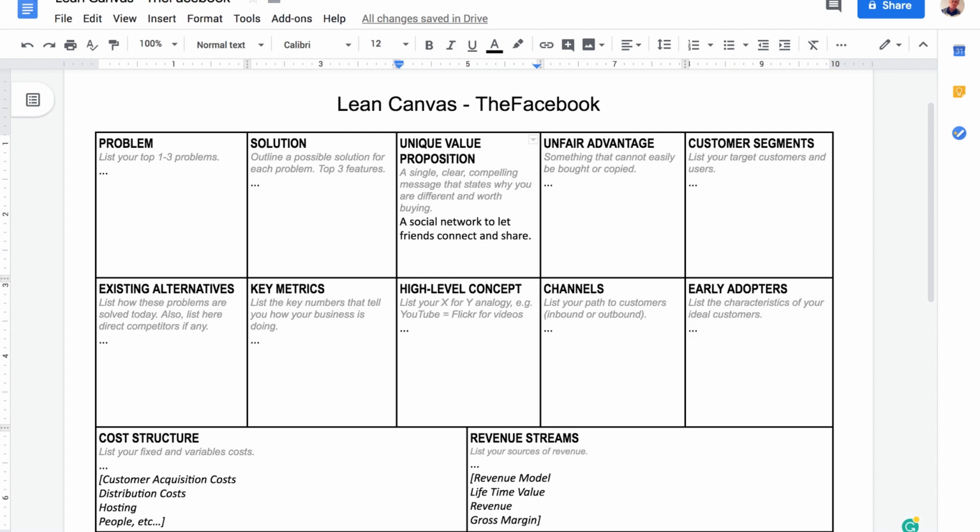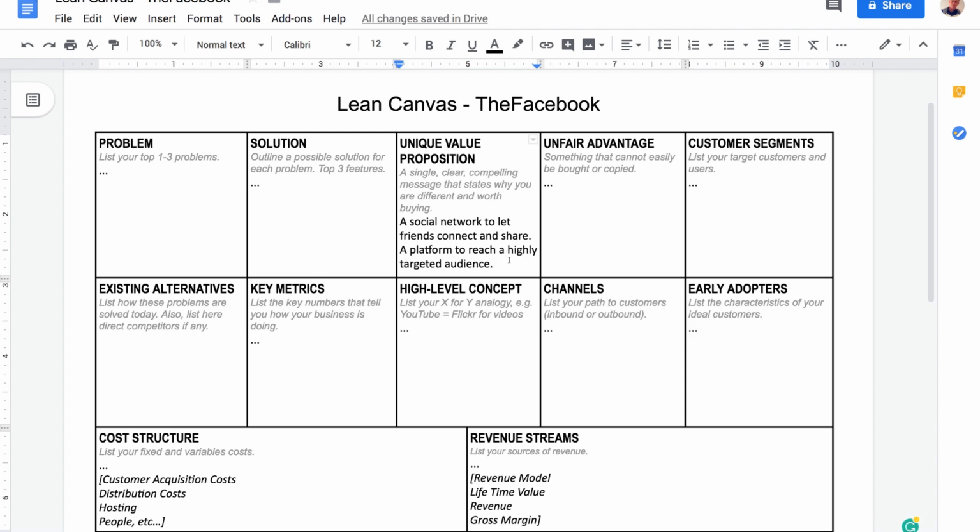And on the other side, to monetize this idea, they decided to bring in some advertisers. So for each block on this canvas, we'll put extra notes for advertisers. What was the unique value proposition for advertisers? Obviously, they wanted to provide a platform to reach a highly targeted audience.